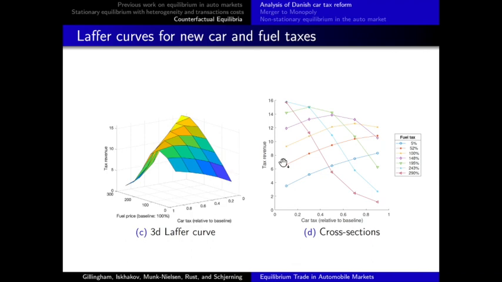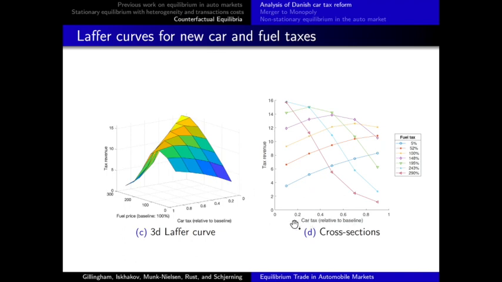And you can see this here. We've drawn the Laffer curve in 3D. Here you have the car tax relative to the baseline, so the registration tax: the same as in the baseline here, and then no tax. And then you have the fuel price relative to the baseline. So baseline, that's 100%. And you can see that as you increase both of the taxes as well, the top of the Laffer curve moves.